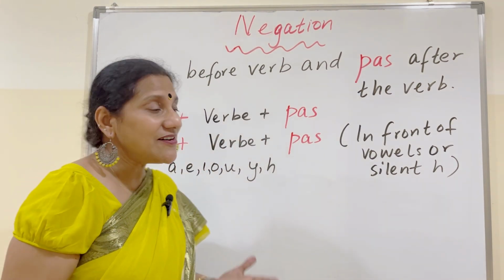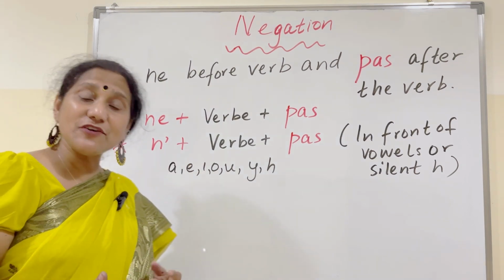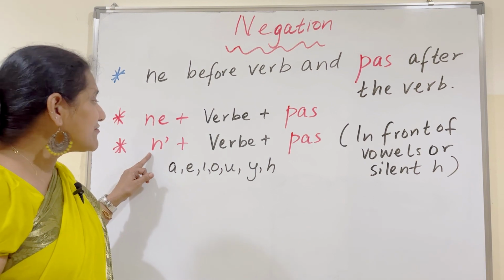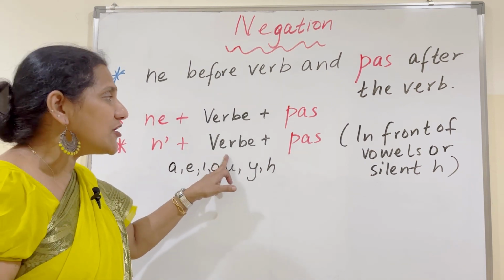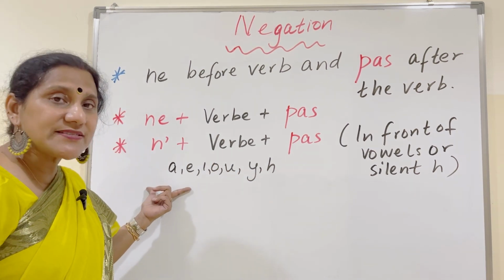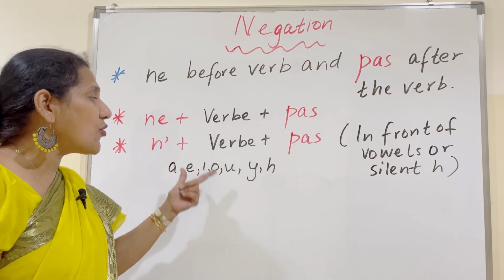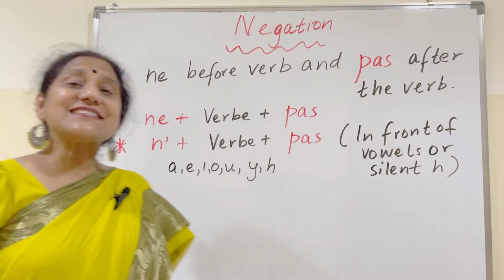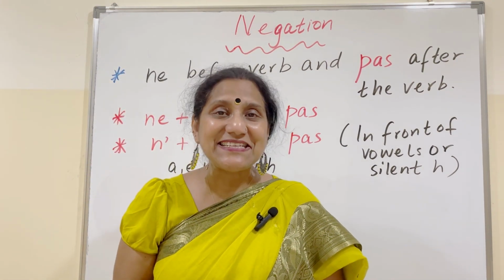But suppose the verb begins with a vowel or silent H, then we have to use n apostrophe plus verb plus pas. What are the vowels in French? A, E, I, O, U and Y, and even before silent H. Let's look at a few examples to understand negation.